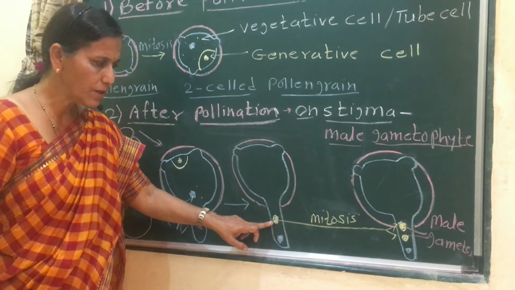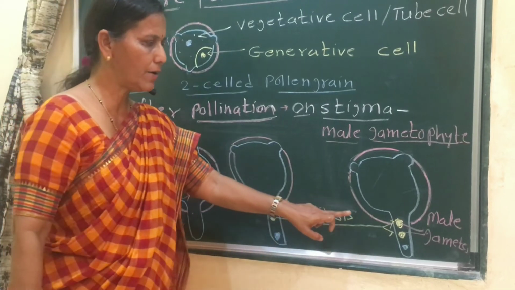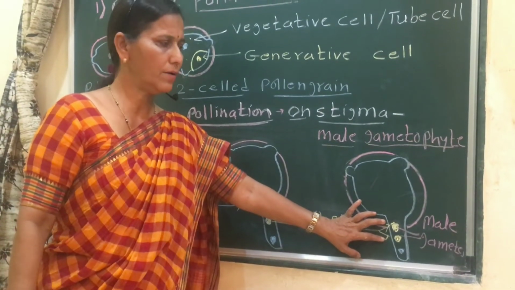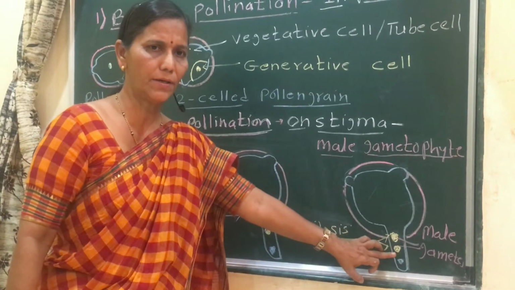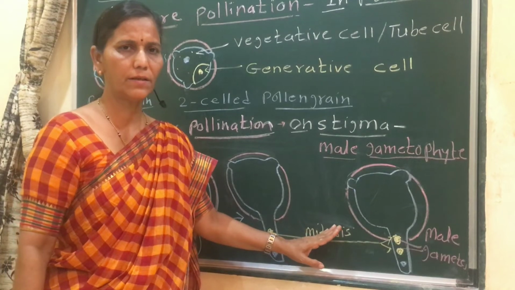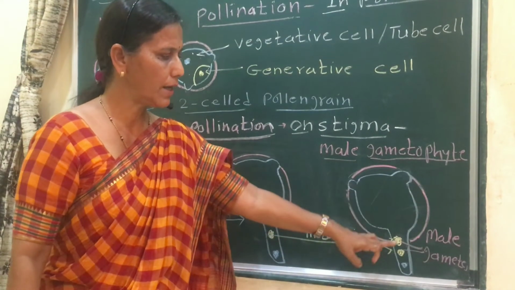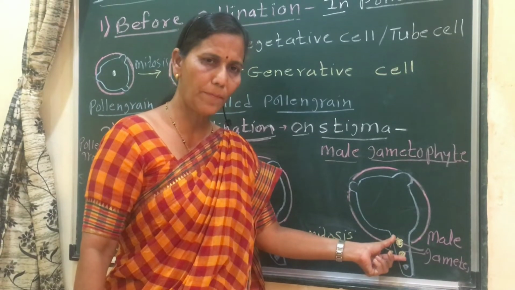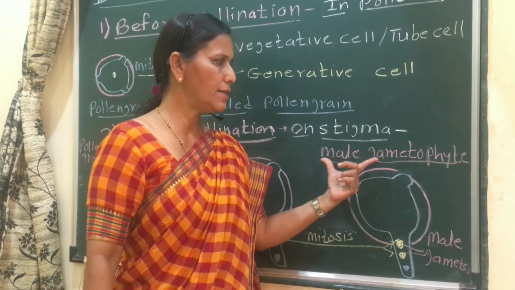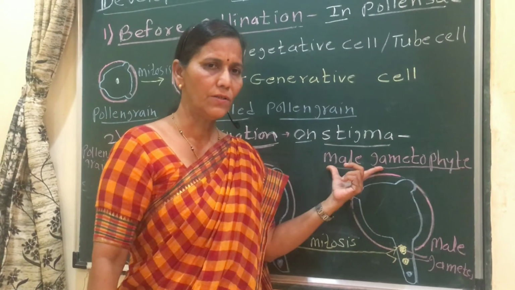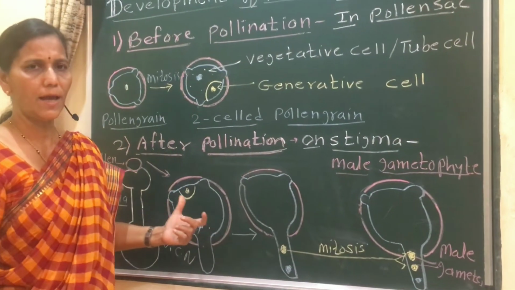The generative cell nucleus undergoes mitosis to form 2 haploid non-motile male gametes. And this whole structure, that is the pollen grain with pollen tube and 2 non-motile male gametes, is called the male gametophyte, which is the fully mature one. So this is the development of the male gametophyte.